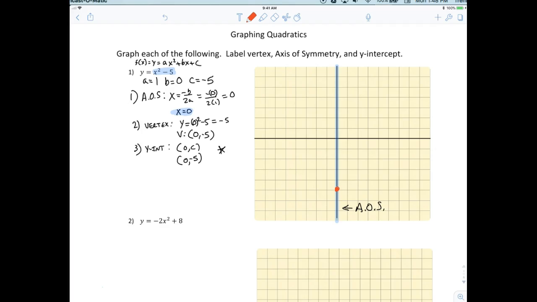Now our next step was to plot the what? Was to plot the y-intercept, but it happens to be the same. So we're in a little bit of trouble. All I have to do is find another number. So to find another number, I'm just going to randomly pick a number.